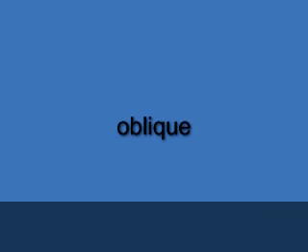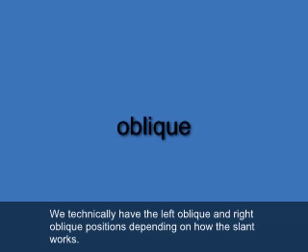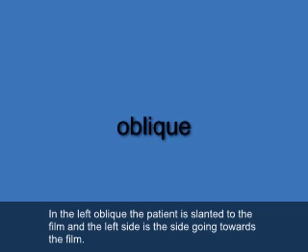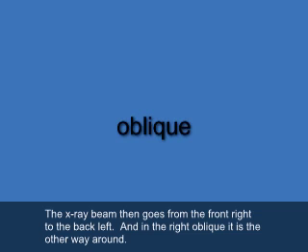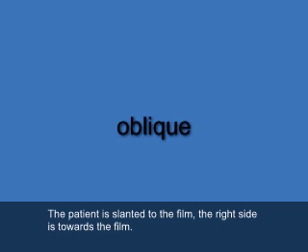towards the film. And we technically have the left oblique and the right oblique positions depending on how the slant works. In the left oblique, the patient is slanted to the film, and the left side is the side that's going towards the film, left oblique. The X-ray beam then goes from the right to the back left. And in the right oblique, it's the other way around. The patient is slanted to the film, the right side is towards the film.